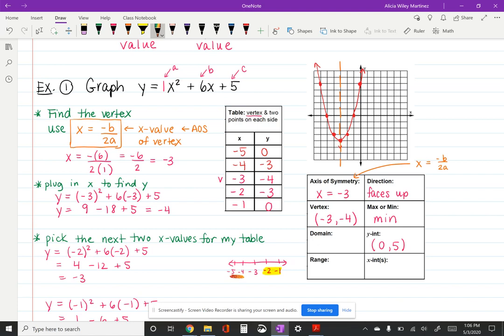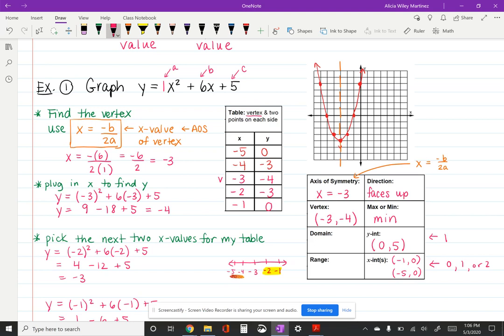Now on this graph, the way we would find our x-intercepts is just by looking at the graph. Looking at the graph, I can see that my x-intercepts here are going to be negative 1, 0 and negative 5, 0. Remember, with x-intercepts, it's possible to have 0, 1, or 2 x-intercepts. With a y-intercept, you can only have 1.